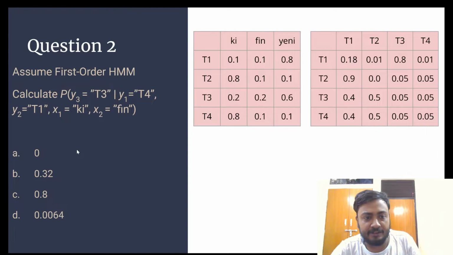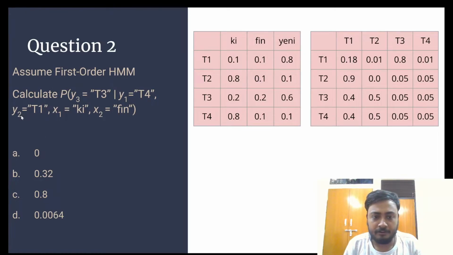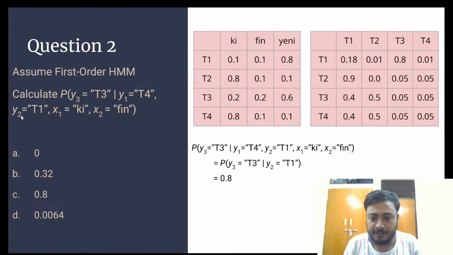And that is why, even though there have been so many terms given on the conditional part, the only thing which y3 actually depends upon is y2. So this actually boils down to probability of y3 being t3 given that y2 is t1, which comes to 0.8. So yeah, right answer over there.